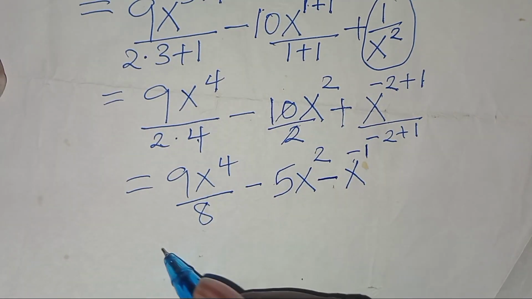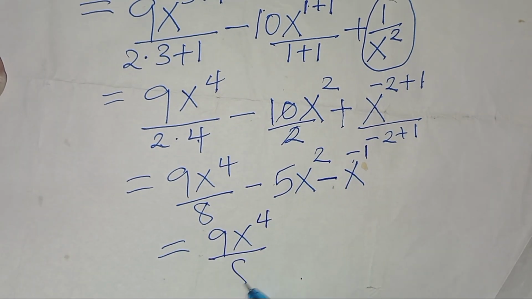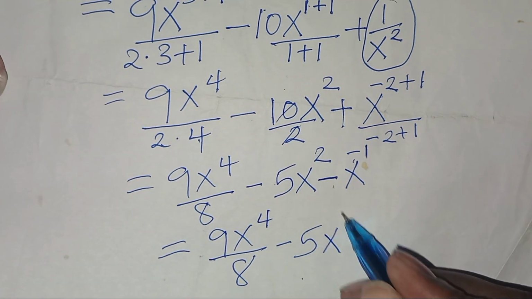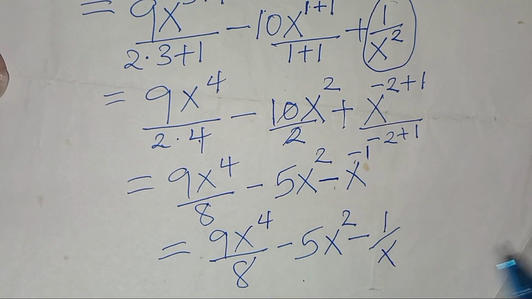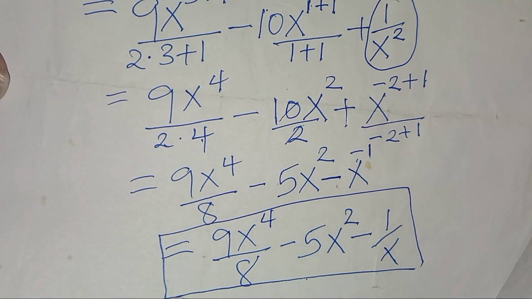Which you can write as 9x to power 4 divided by 8, subtract 5x to power 2, subtract 1 over x. And this is the final solution.